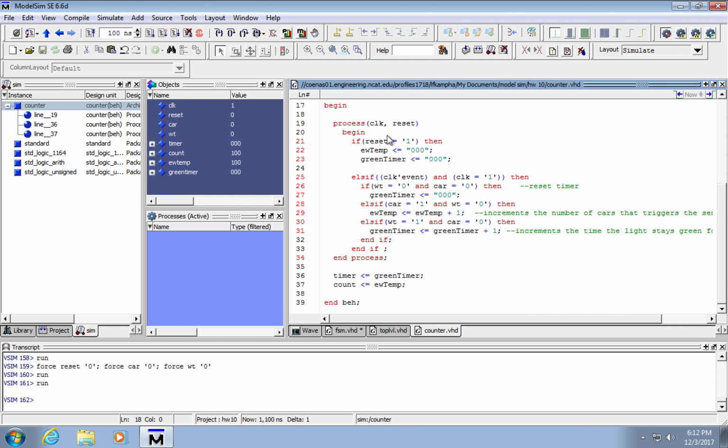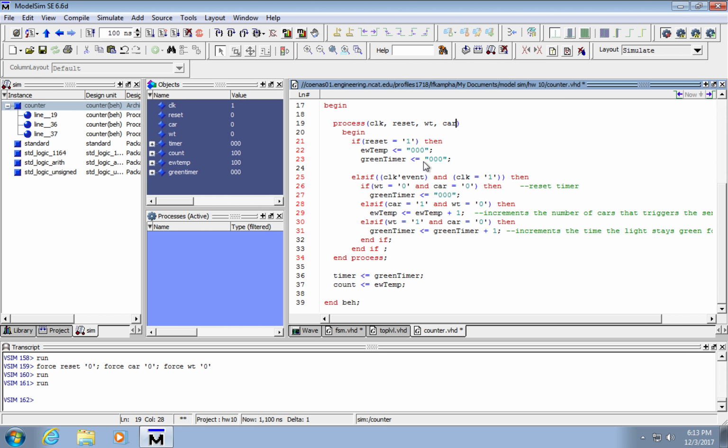In this process block, we have clock and reset as a sensitivity list, because this is when it'll check. I should also have one for WT and car, because those are the values that will be changing as well. And so here, when reset is equal to 1, it will reset the system for the counter. So both the counter for EW temp and green timer are going to be 0.